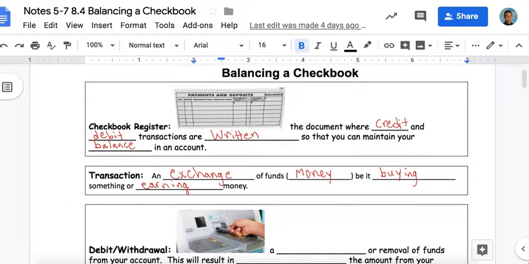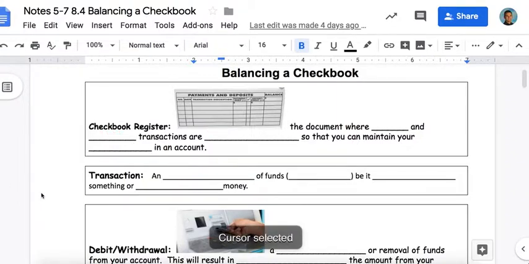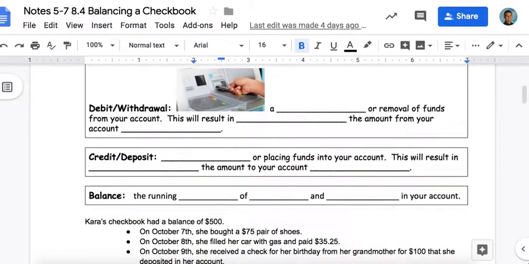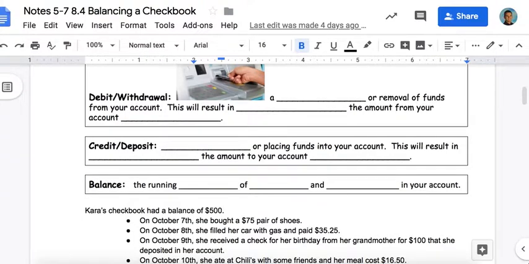So let's move along here to debit and withdrawal. A debit or withdrawal is a payment or removal of funds from your account. This will result in subtracting the amount from your account balance.